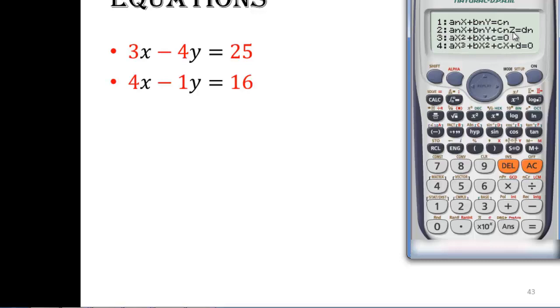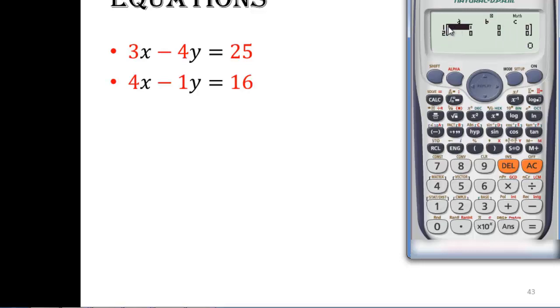The second is the equation with three variables x, y, z. The third has x squared, which is a quadratic equation. And the fourth has x cubed, which is a cubic equation. We will choose the first one because we have variables x and y. Press 1.